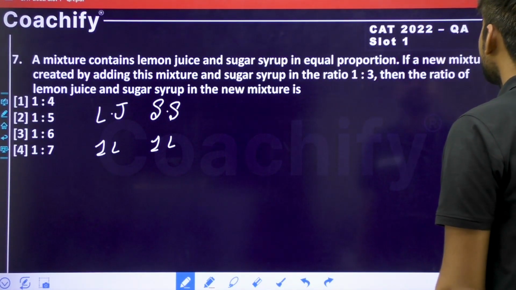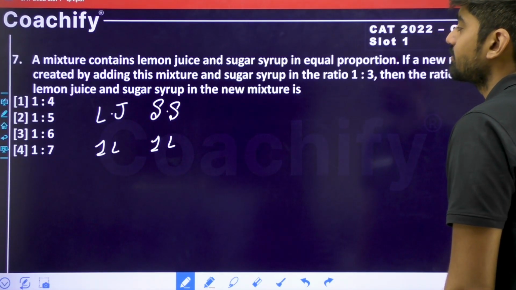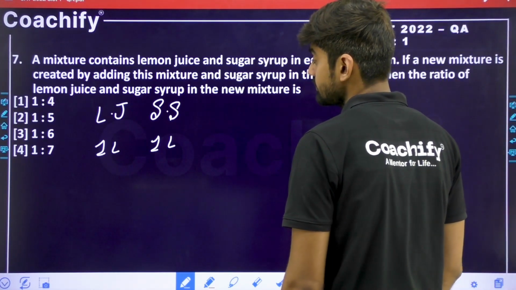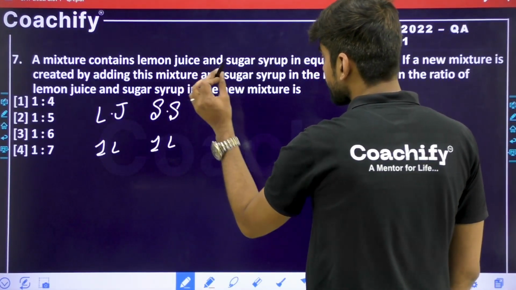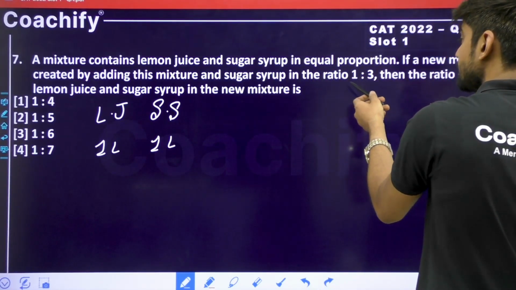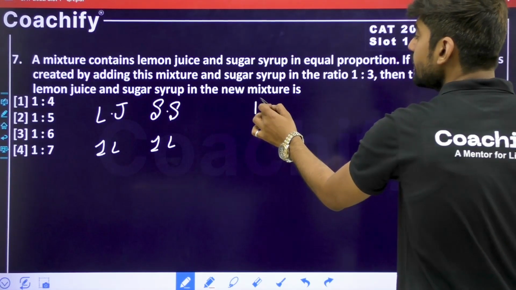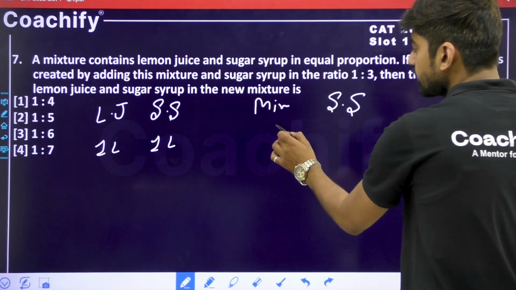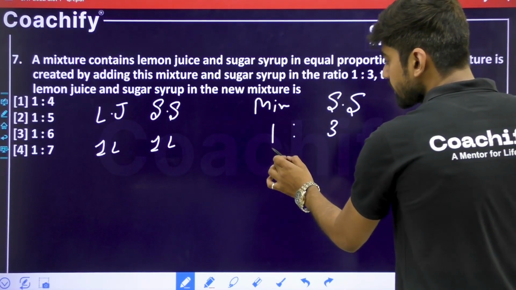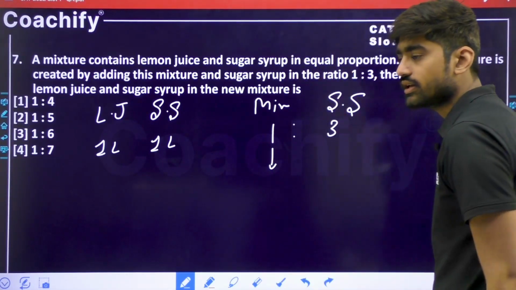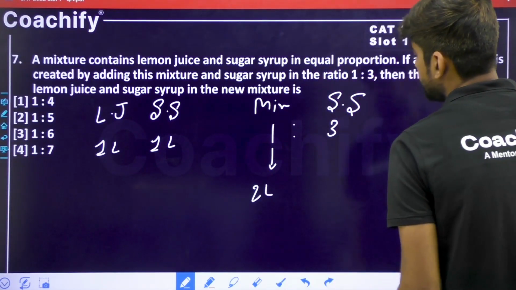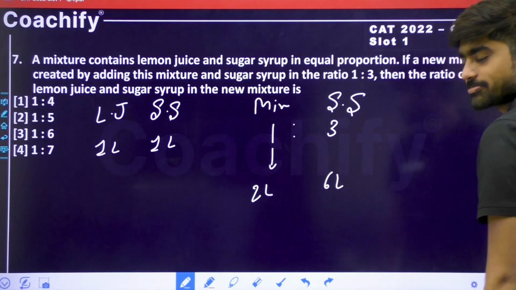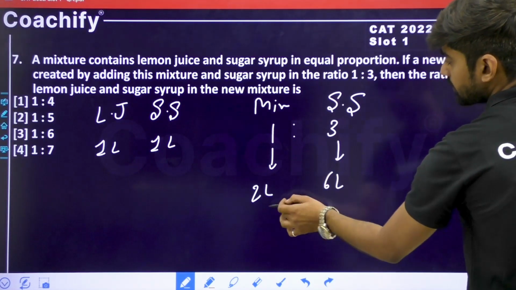Now the question says a new mixture is created by adding this mixture and sugar syrup in the ratio 1:3. So what you are doing right now is taking this mixture completely and then adding sugar syrup in this ratio 1:3. With respect to 1, the quantity that I have taken for the mixture is 2 liters. Then this sugar syrup must be equal to 6 liters. So if you observe, the ratio is coming out as 1:3.